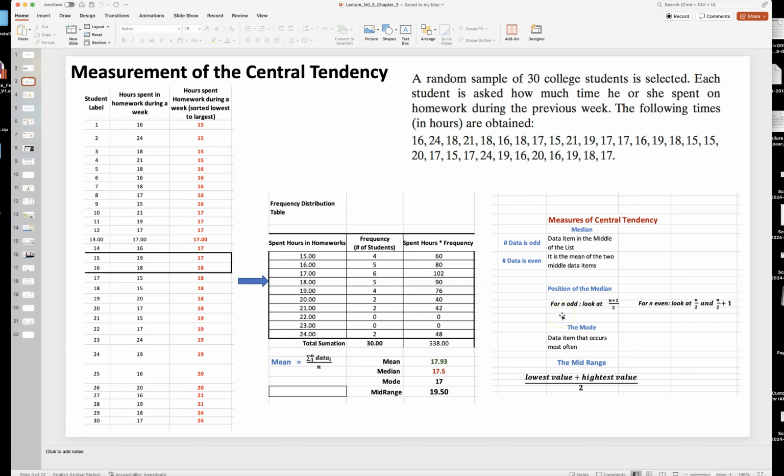If we have a sample that is an odd number, what we're going to do is, just in the middle of the column that is already sorted, we look at the middle point. And that is going to be the median.